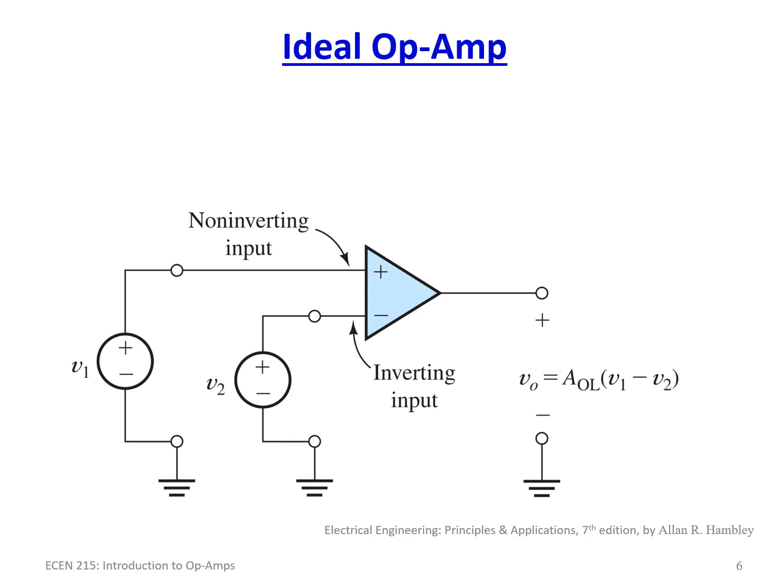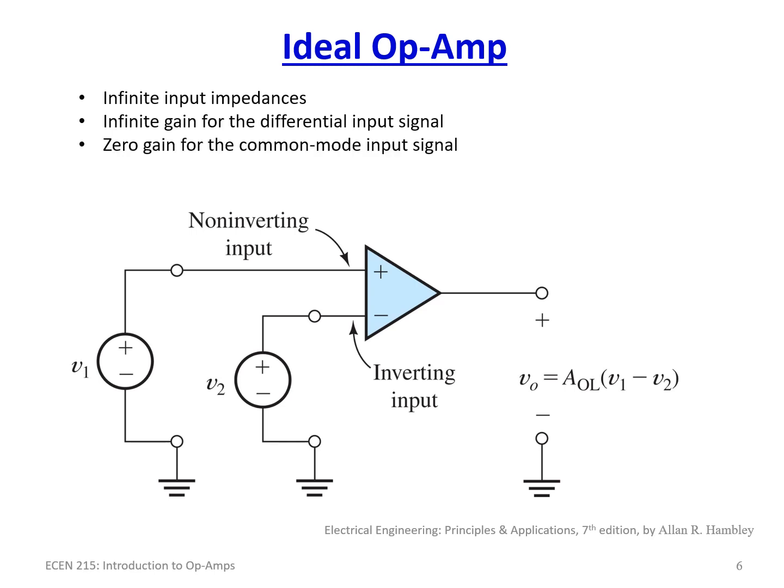So an ideal op amp, again, has an infinite input impedance, an infinite gain for the differential input signal, a 0 gain for the common mode input signal, and 0 output impedance. It also provides infinite bandwidth, meaning it can take any signal on V1, V2, regardless of the frequency, and the output is going to be equal to infinity times V1 minus V2. So those are the ideal properties of an op amp. Now we're going to look at the circuit model for this.